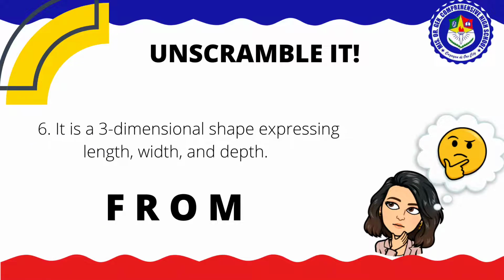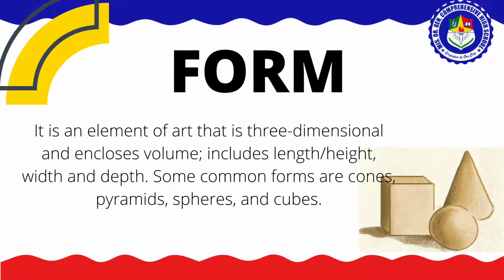Number 6. It is a three-dimensional shape expressing length, width, and depth. It is form. It is an element of art that is three-dimensional and encloses volume. It includes length or height, and width or depth. Some common forms are cones, pyramids, spheres, and cubes.